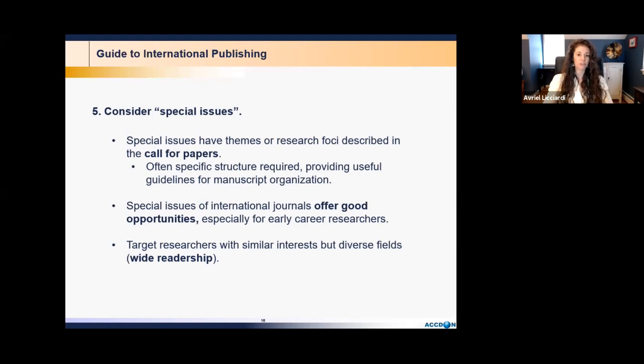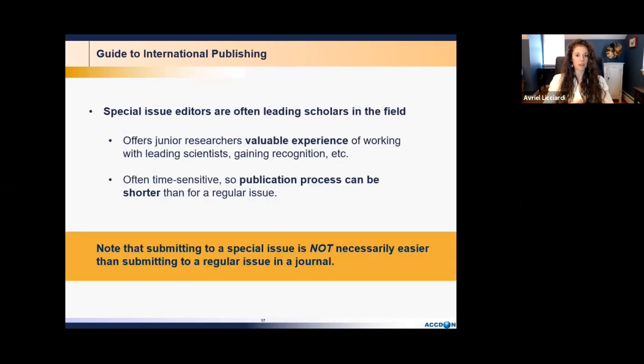Because they have that specific structure required, this provides useful guidelines for you as you're organizing and writing your manuscript. And they often target researchers with similar interests, but across a diverse array of fields. So this allows you a wide readership and to also get acquainted with other researchers that are doing similar research as you, but perhaps on the fringe of what you're doing. And therefore that might allow you to generate some collaborations with other researchers that are publishing in the same special issue. It's also important to note that special issue editors are often leading scholars in the field.